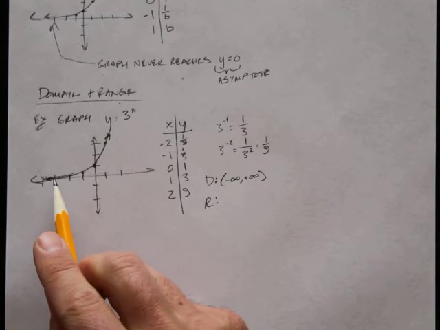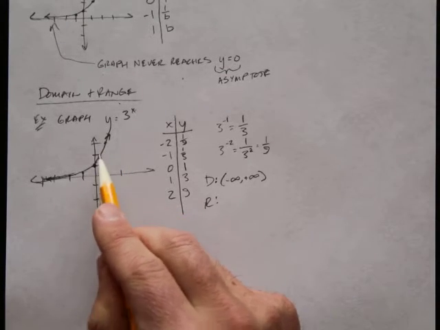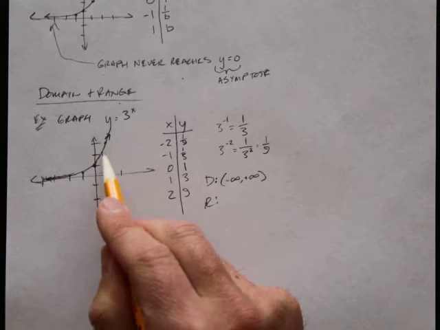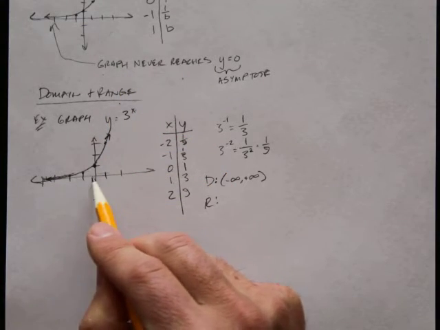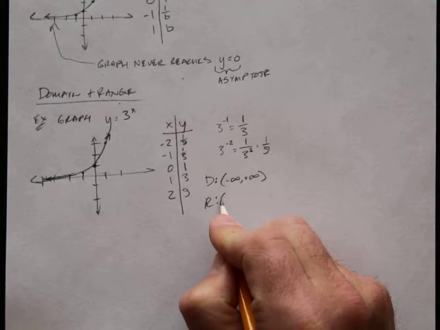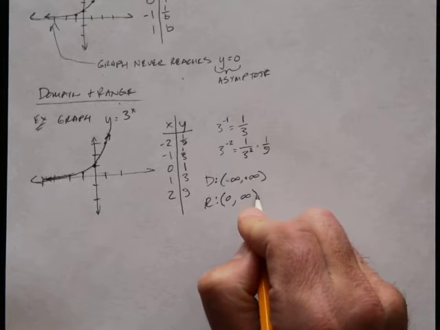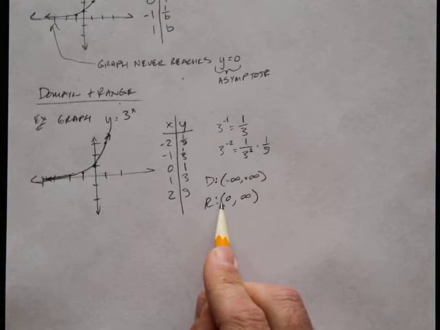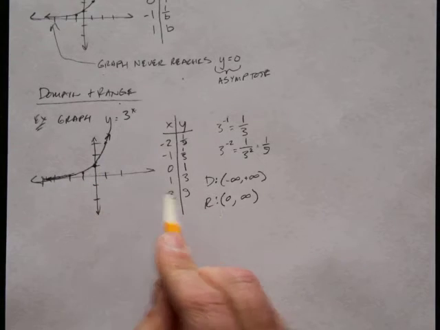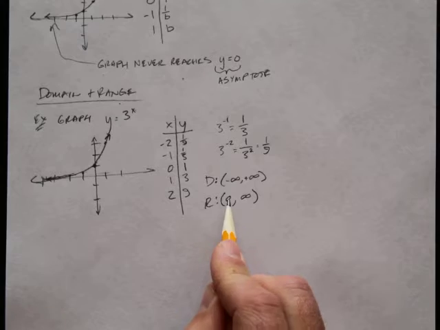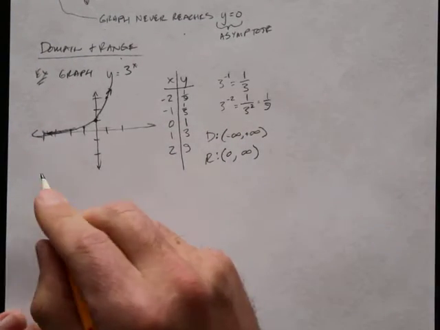My range, now I'm looking at the y values included on this graph, and it goes up to +infinity, but it starts down here at y equals 0. Notice I'm going to have a soft bracket at 0, goes to +infinity. Soft bracket at 0, because this will never get to y equals 0. So it's a soft bracket because 0 is not included. All right, you try.